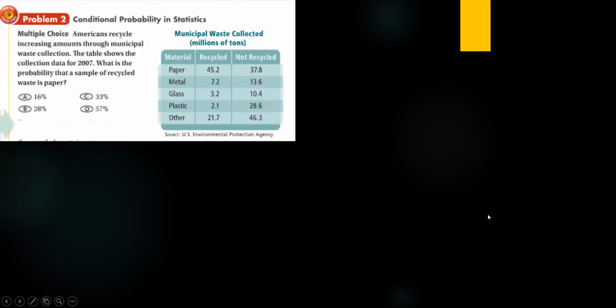Now, Americans recycle increasing amounts through municipal waste collection. As you see here, the municipal waste collected includes paper, metal, glass, plastic. Some of them are recycled and the others are not recycled. The table shows the collection data for 2007. What is the probability that a sample of recycled waste is paper?